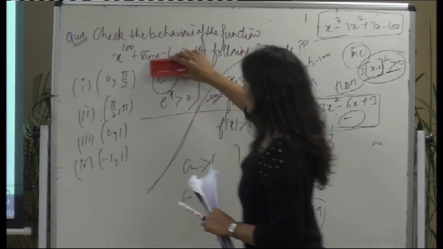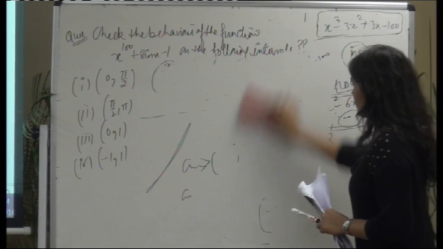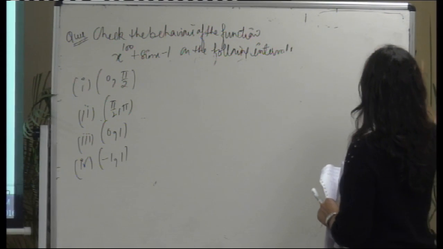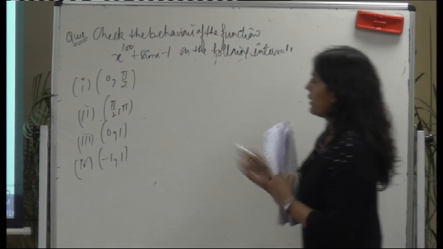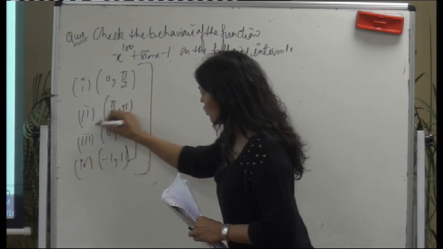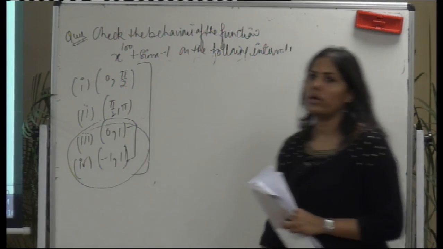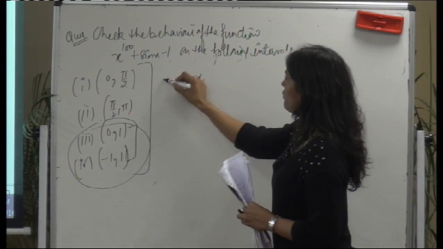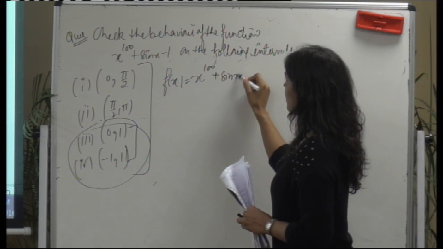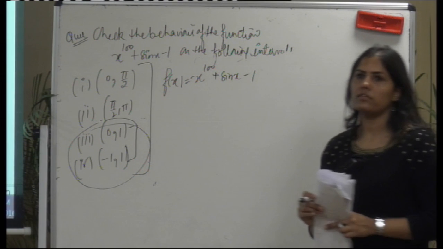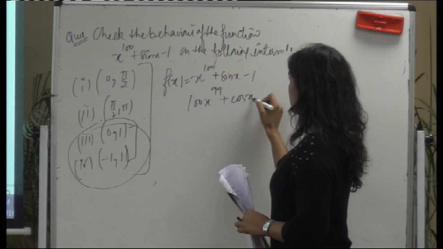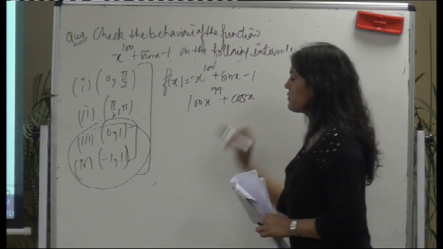Okay, now do this question. Quickly take the derivative. In each of the intervals we have to check. I am keen to know your answer in these two intervals. What will be the behavior of the function? The function is f(x) equal to x to the power 100 plus sin x minus 1. So the derivative is... one by one, start considering the intervals.